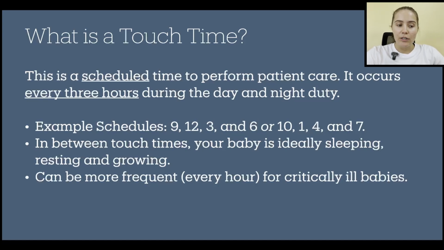So some example schedules of touch times are at 9, 12, 3, and 6, or 10, 1, 4, and 7. Touch times just happen every 3 hours throughout your whole shift. So whenever you're coming on shift, you start your touch time for your first baby, and then your baby ideally sleeps and rests and grows for the next 3 hours, and then you start your touch time again.